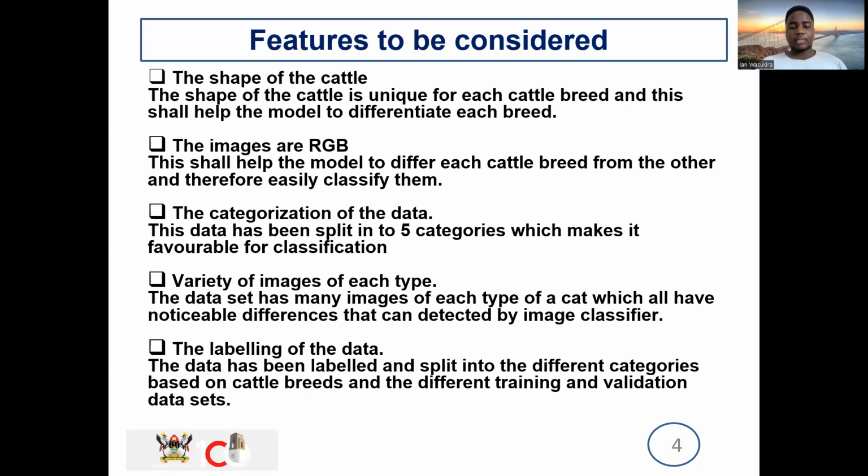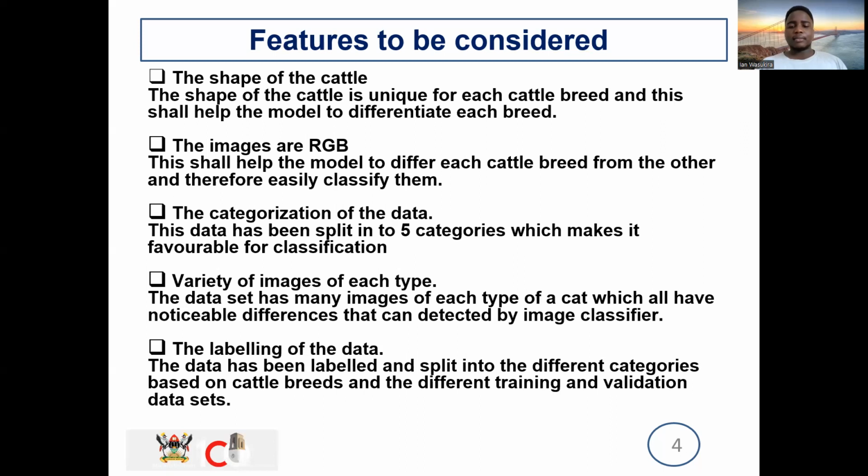The categorization of the data, as previously said: the data has been split into 5 categories, which means it is very easy to classify the data that is fed into one of these 5 categories. There are a variety of images of each type, which means the model is given quite an adequate amount of data to work with in order to learn and understand the appearance of each cattle.